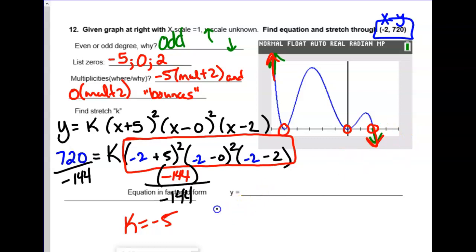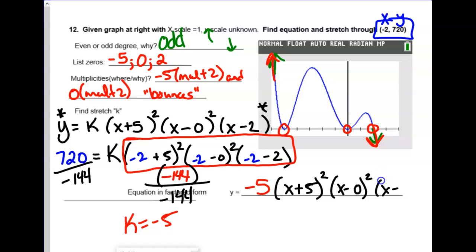Yep. Anytime you see the bounce, you're going to throw a squared on that factor. So -5 is in front. We're going to go back to this very first thing you wrote down. This is the key to the problem, right? Plug a -5 in for k, and then everything else is just rewritten as it was. So x plus 5 multiplicity 2. You can keep writing x minus 0 multiplicity 2, but Adam said he wrote x squared. I like that too. And then x minus 2. That one doesn't have multiplicity.